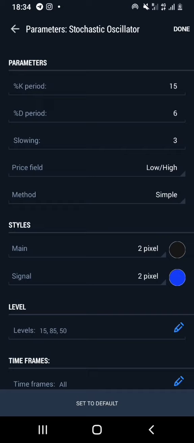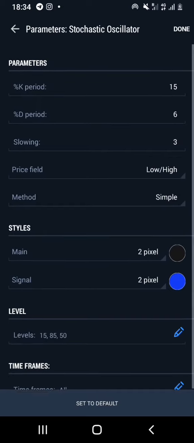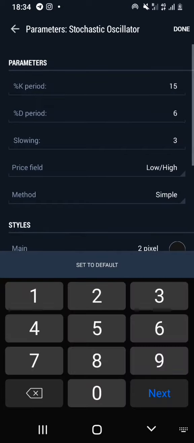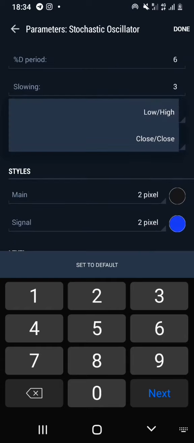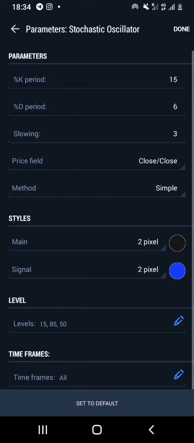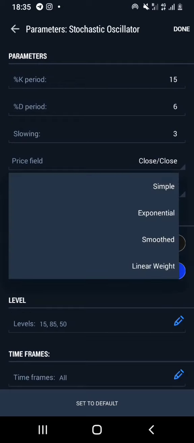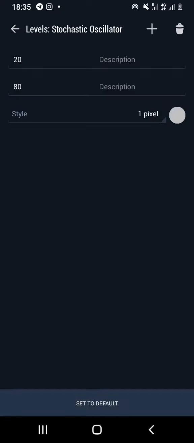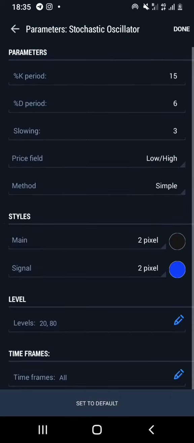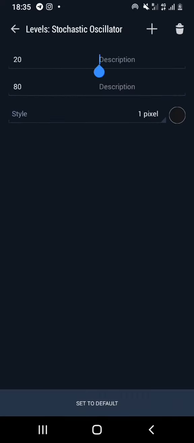So stochastic oscillator, the settings are basically the same. The K period 15, the D period to 6, the slowing to 3. Price field, we make sure to change it to close because we want it to be at the close. And we also have to maintain our main line and our signal line, differentiating the color from red to blue as well, okay? Remembering that blue is our main signal color.